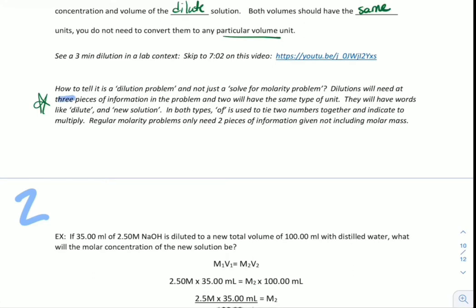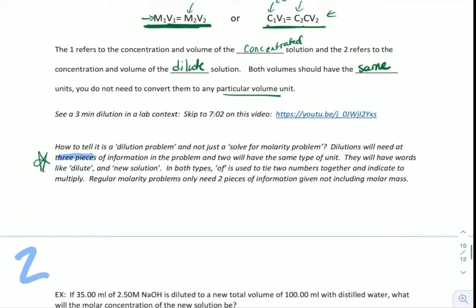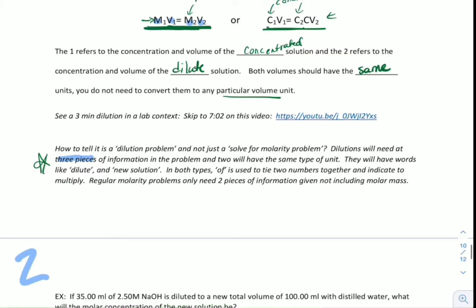Dilutions will need at least 3 pieces of information, because notice with the equation you've got 1, 2, 3, 4 things, so you need to know 3 of them to solve for the last one. And notice 2 of them will have the same kind of unit. You'll have 2 volume units, like liters, and 2 molarity units. They're also going to have words like dilute or concentrate and something like making a new solution or added to, kind of things like that.